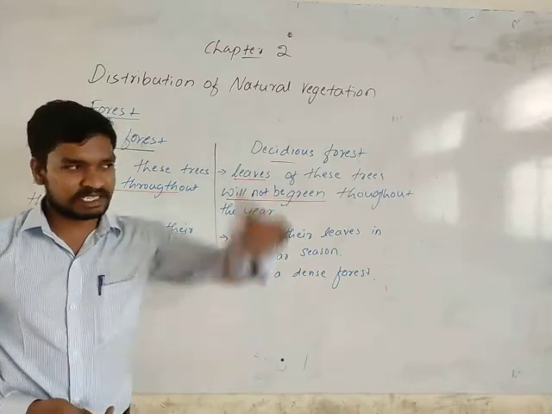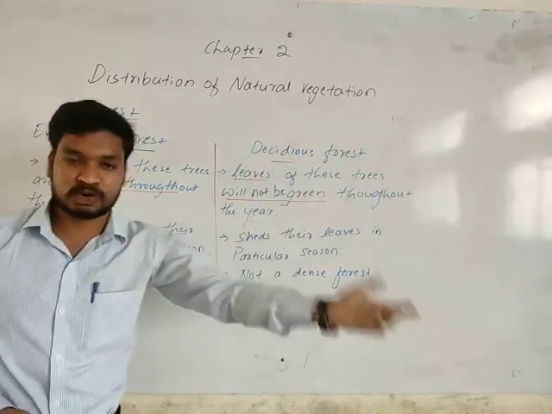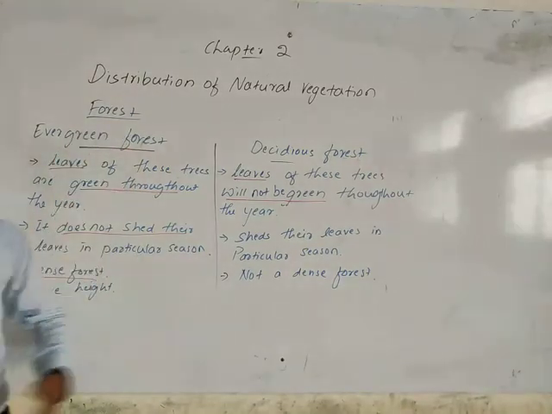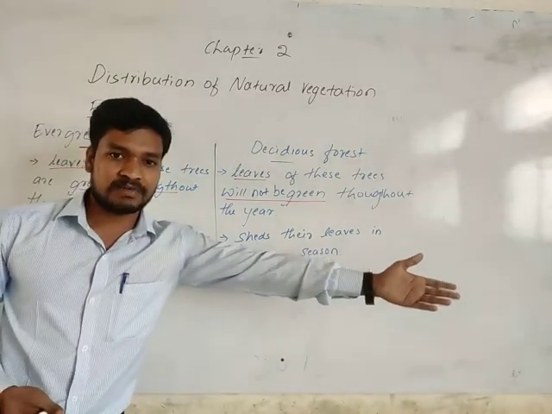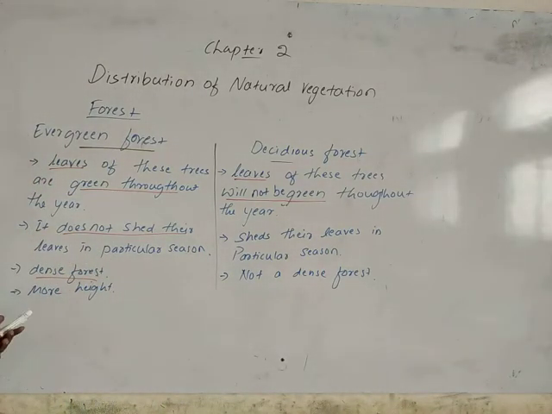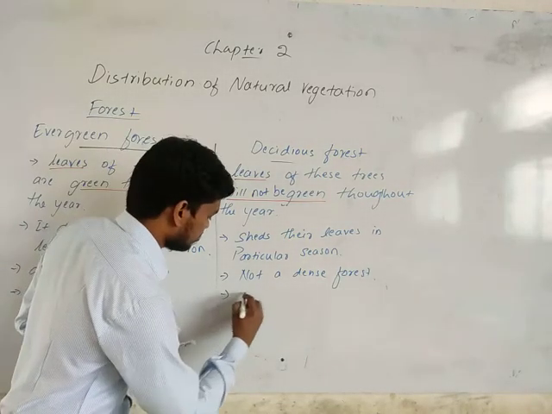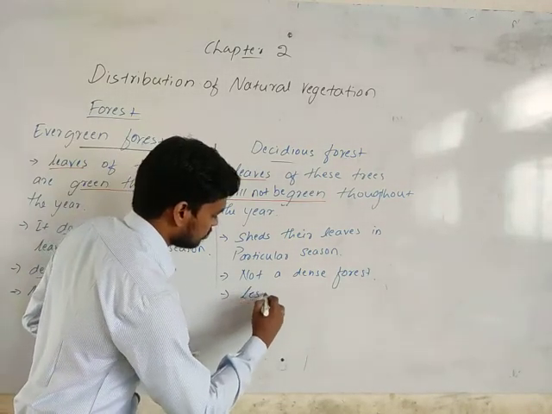And if some person is standing somewhat away, 100 meters in this forest, you can see him. But not in the evergreen forest. You cannot see a person who is standing 4 or 5 meters away, because it is very dense and it grows to more height, and the trees in this forest grow to less height.